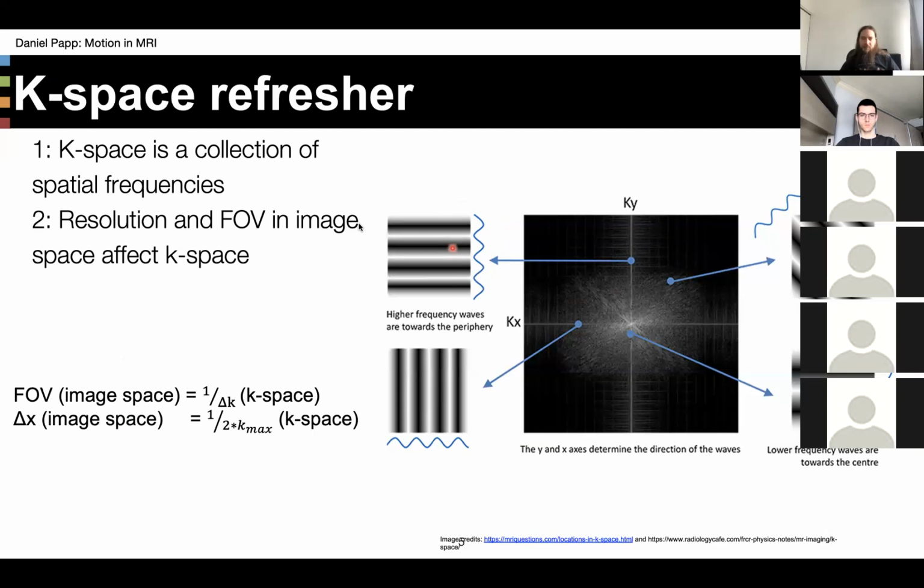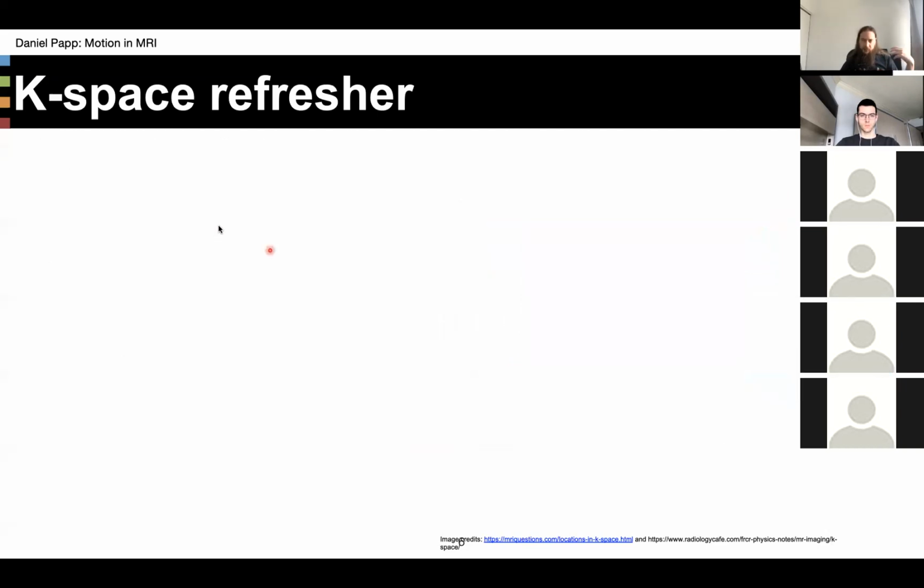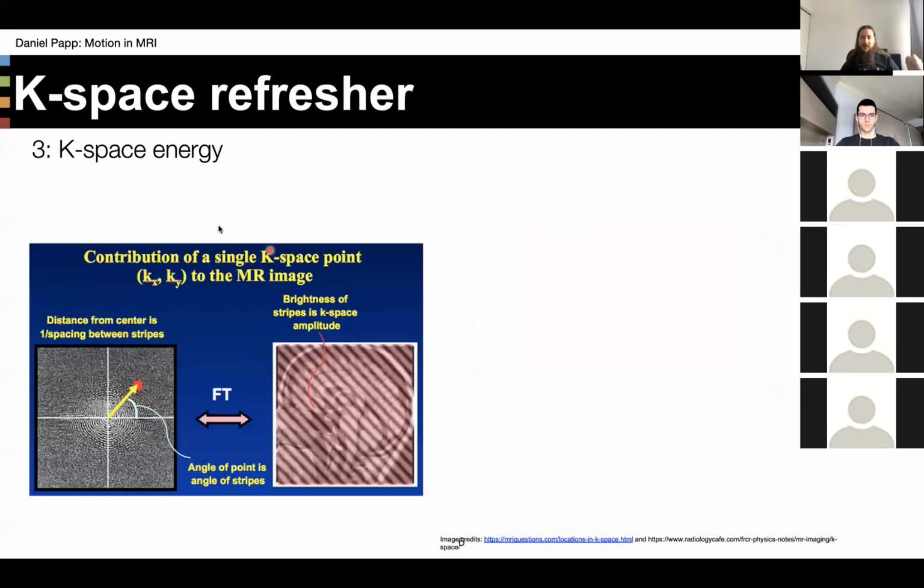A couple of other properties of k-space will impact us. One is k-space energy, and that's just how much the intensity is. And related to that is the very important fact that because each k-space point encodes a wave pattern, each k-space point contributes to all of your image. So if something happens in just a single k-space point, your whole image is going to be affected by it.